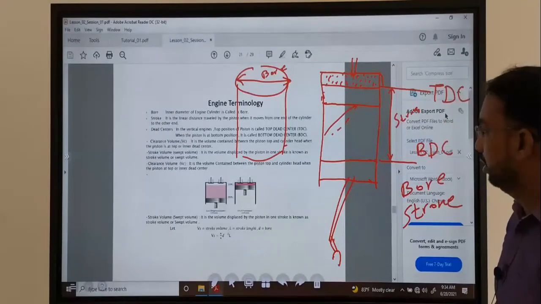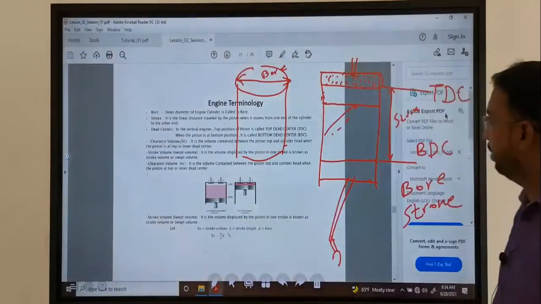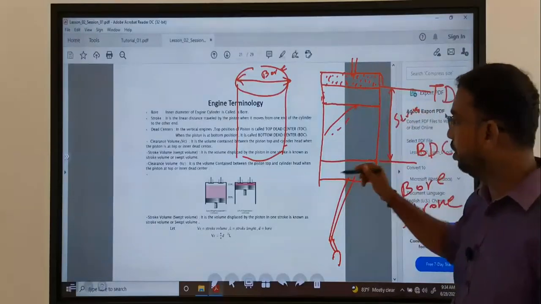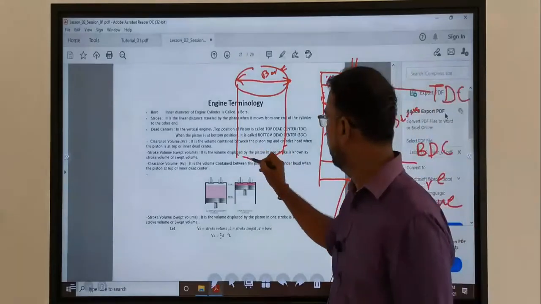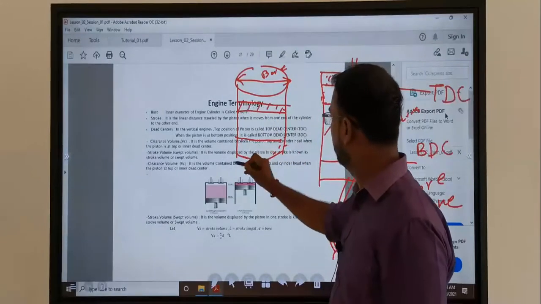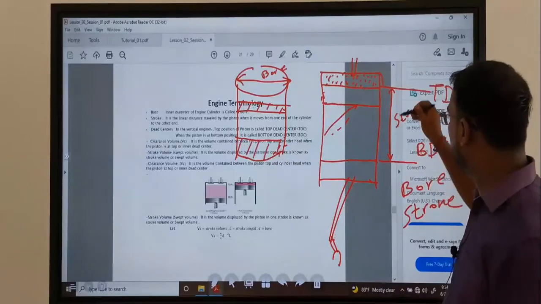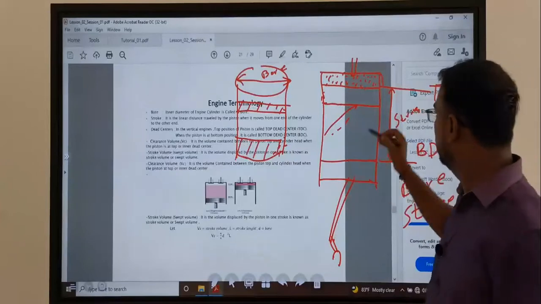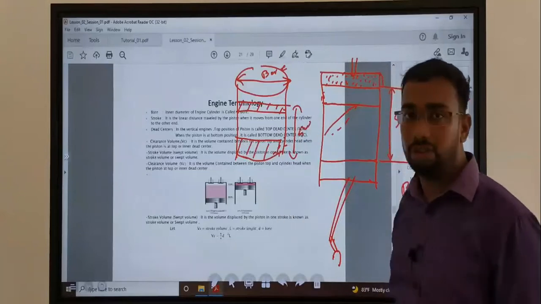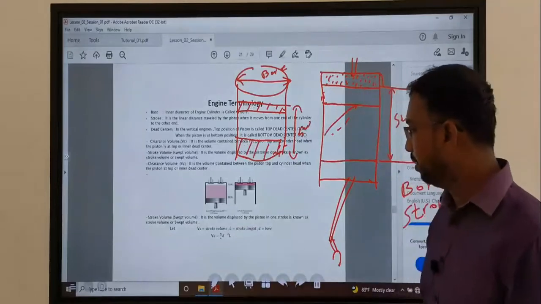Before that, how do we find the stroke volume? The stroke volume, or swept volume, is the volume related to the stroke length. First the piston is here, then the piston goes like this. So for this stroke length, this volume is a cylindrical volume.